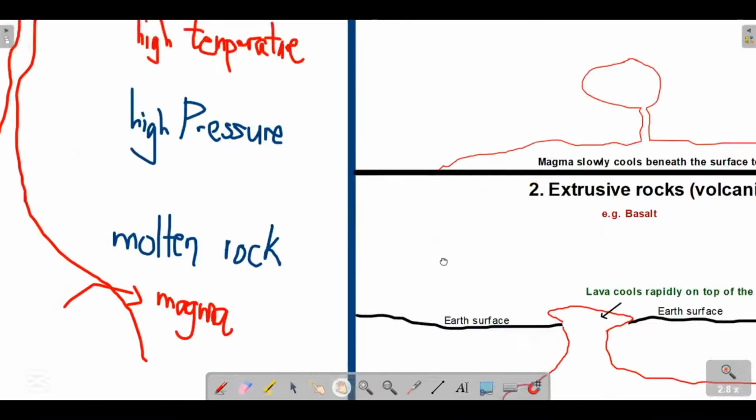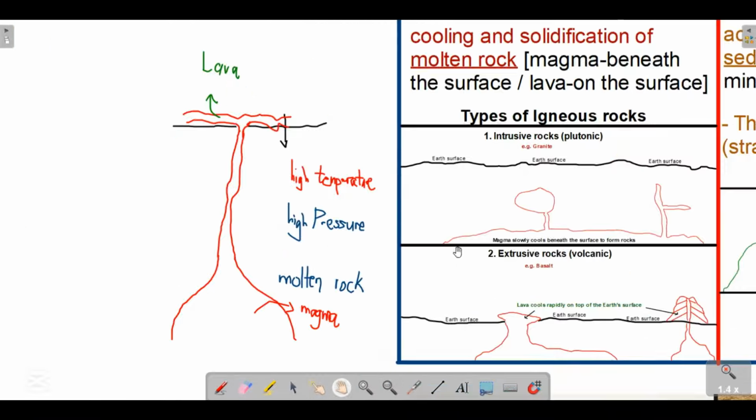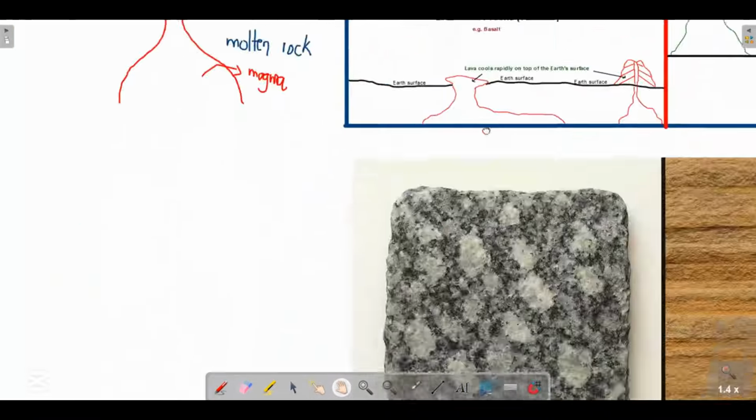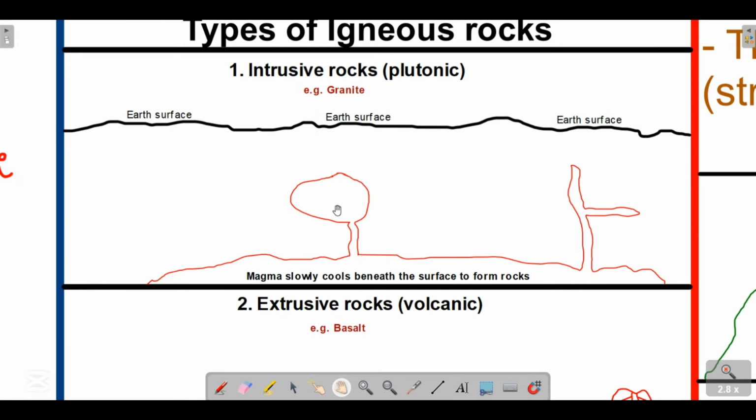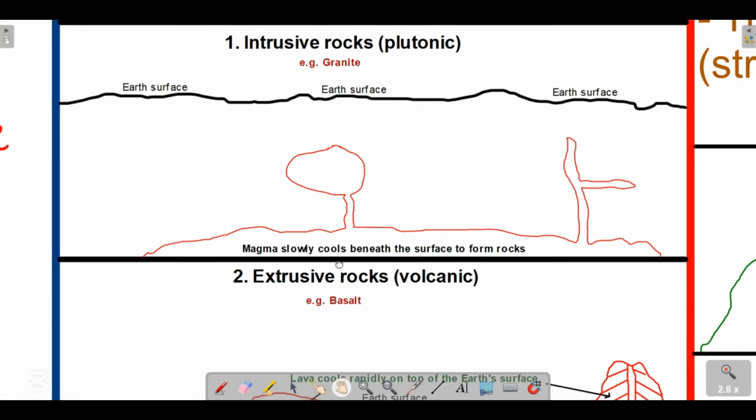Okay, so when I'm talking about crystals, guys, I'm talking about the minerals that form rocks. So these, for an example, are your different types of minerals that form a particular rock, your feldspar, your quartz, and so on. These crystals are big because the magma cooled down very slowly. They had enough time to form those big crystals.